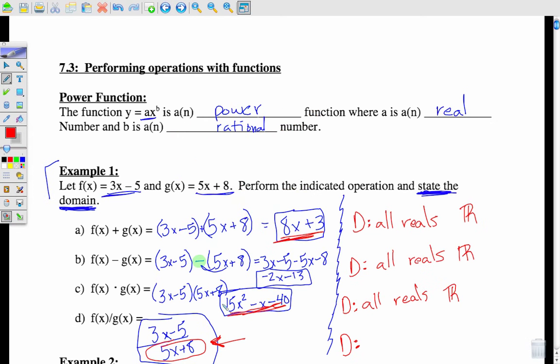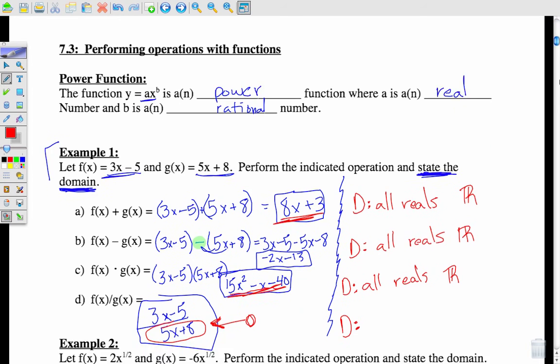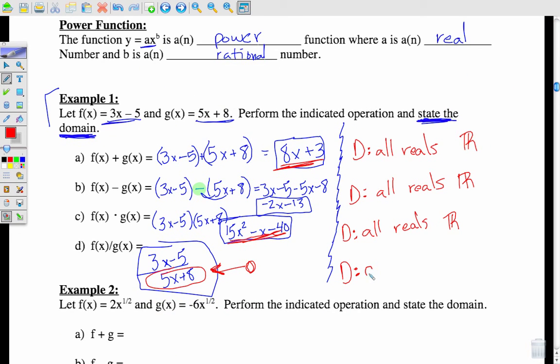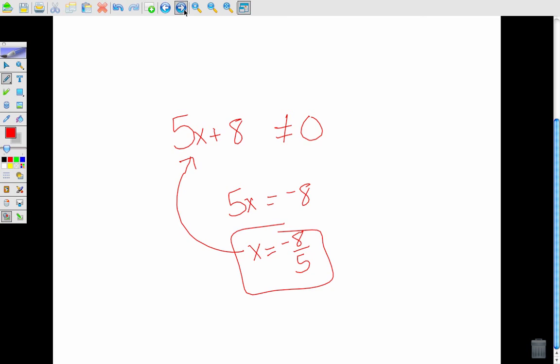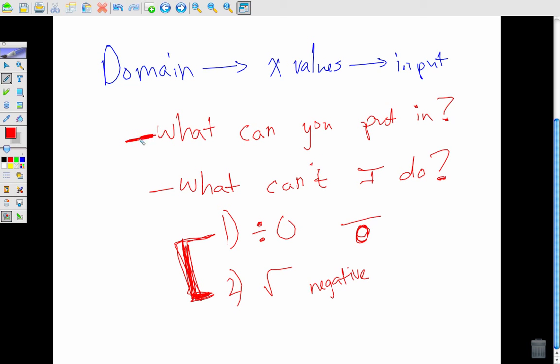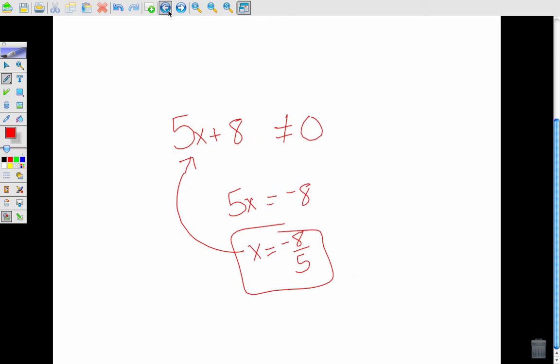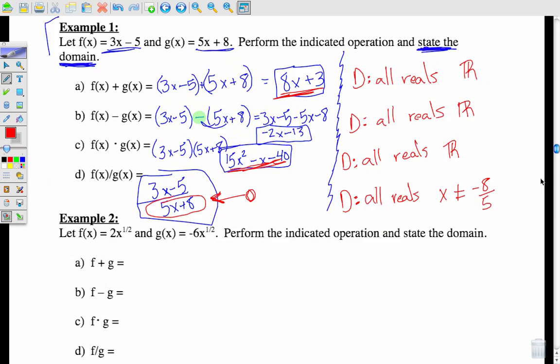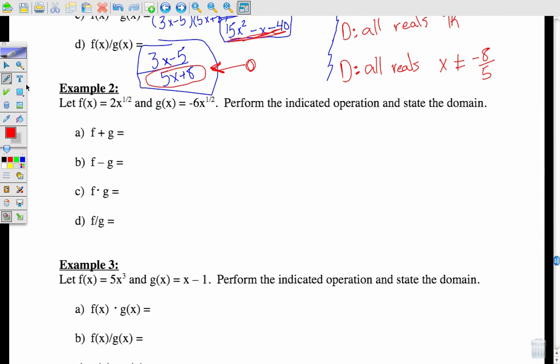That means that if you were to plug in negative 8 over 5 into here, you would get 0, meaning you would have a 0 right down there. And since we can't have that, we would simply state that it's all reals, except x cannot be negative 8 over 5, because if it is, you get 0 on the bottom. That is the concept of domain. It's really not too bad. You just have to keep in mind these two rules. You can't have 0 on the bottom, and you can't have radicals that are negative numbers.